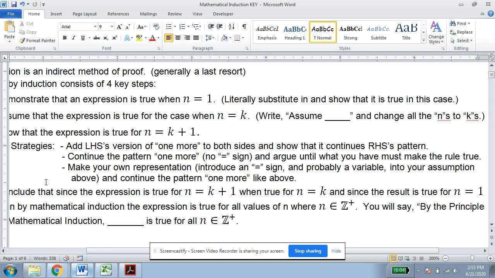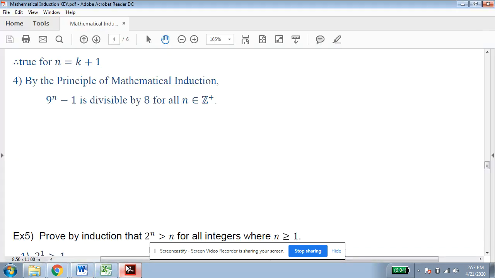All right, here we are with example 5 in the packet for the principle of mathematical induction. So far in the first 3 examples, we stuck with strategy 1. In example 4, we looked at strategy 3. Now we're going to use strategy 2 for example 5. We're not going to make an equation or anything. We're just going to continue the pattern for one more and make sure that it's true.